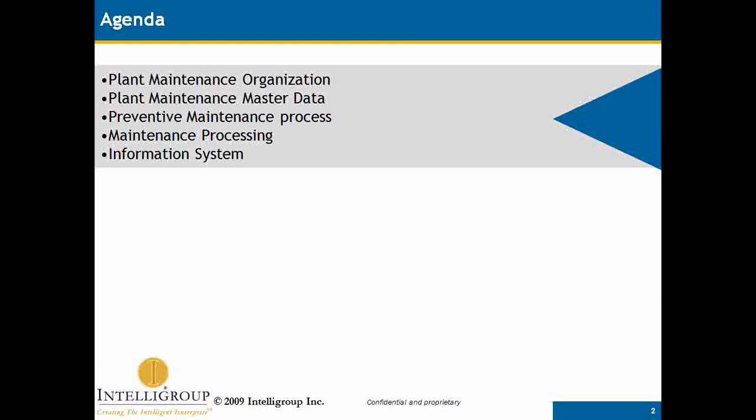Venkat, what is the information system? The information system is nothing but the reports: plant maintenance reports, cost reports, and statistical and analysis reports. All the SAP standard reports will be available in the SAP system.